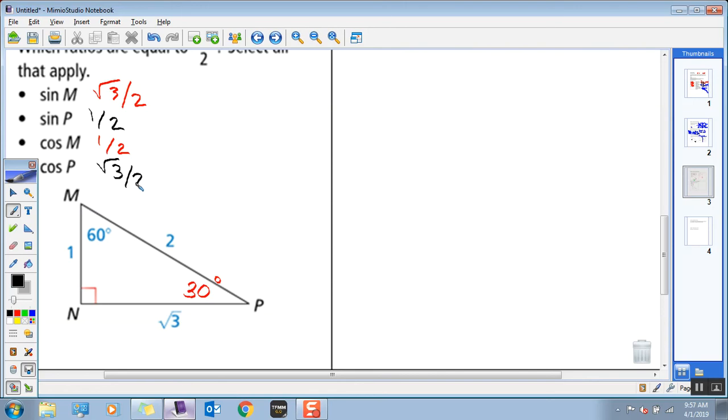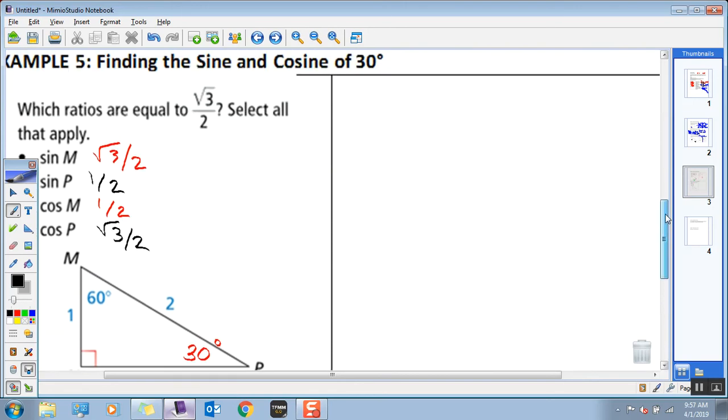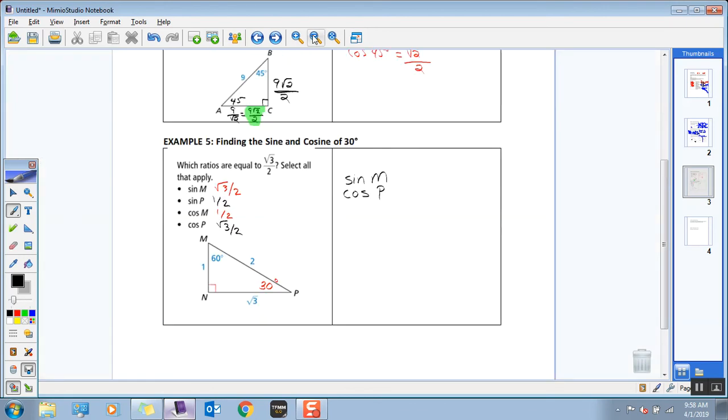So the question becomes, what was it again? Okay, which ones worked? Well, the first one that worked was sine of what? And if the sine of M works, that means the cosine of the other acute angle must work, which was P. That was a lot easier. Okay? I think the thing that threw you is the 9 in there. All right, anybody need more time on that page?